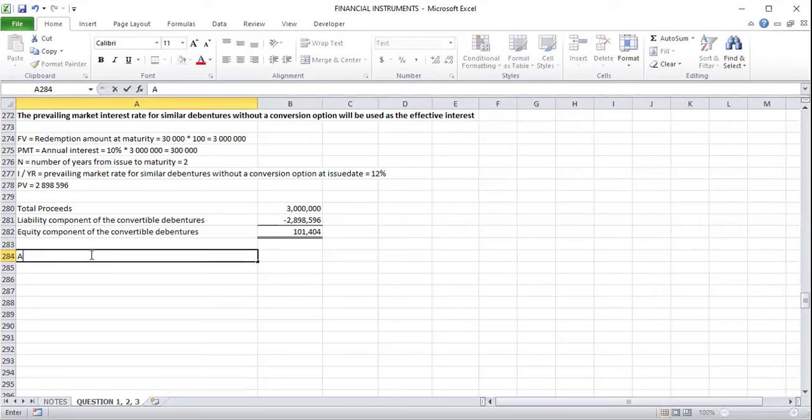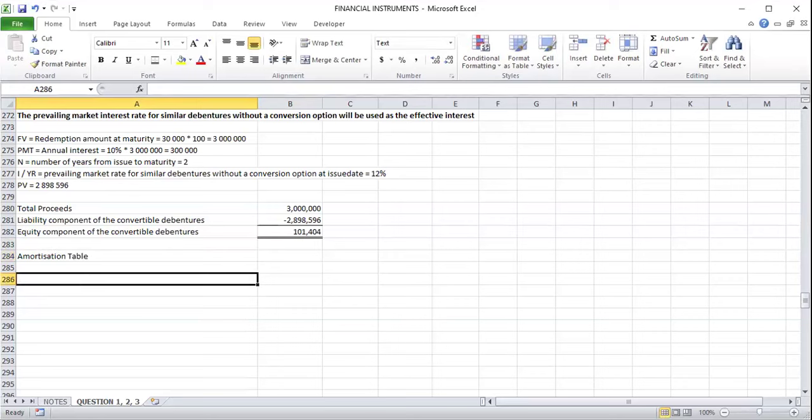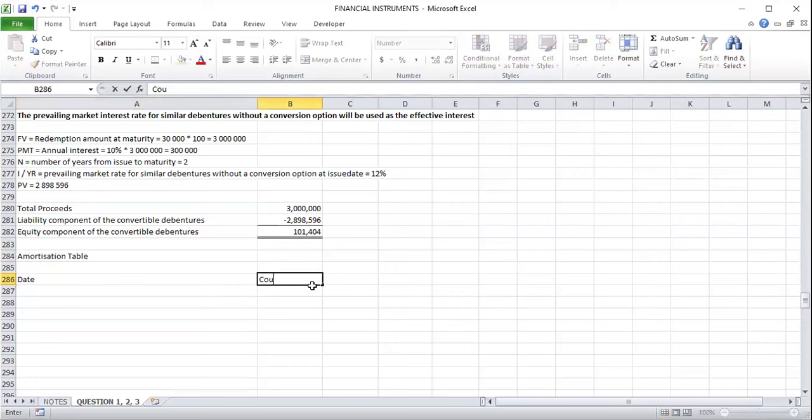Right. Now we then do the amortization table. We'll have my debt, the effective interest at 12%, and the gross balance.